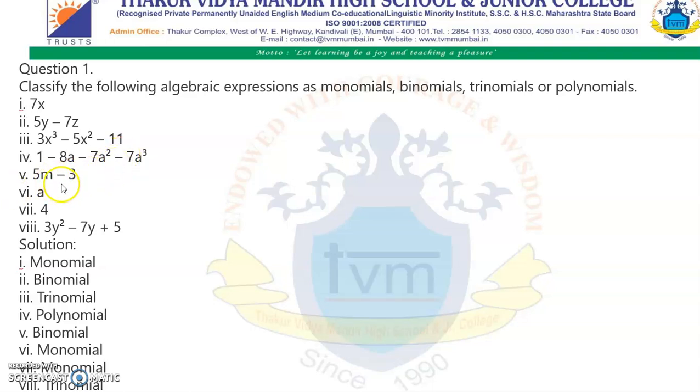2 terms are there, it is binomial. This is monomial and this is monomial. And this is trinomial because it is having 3 terms.